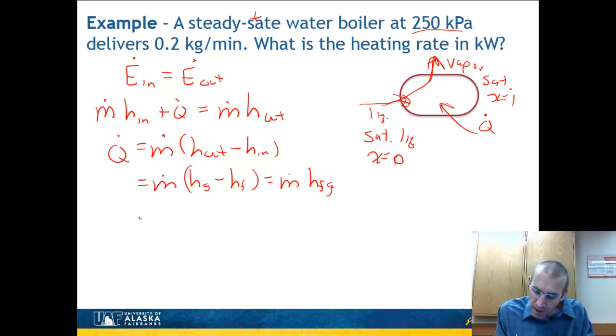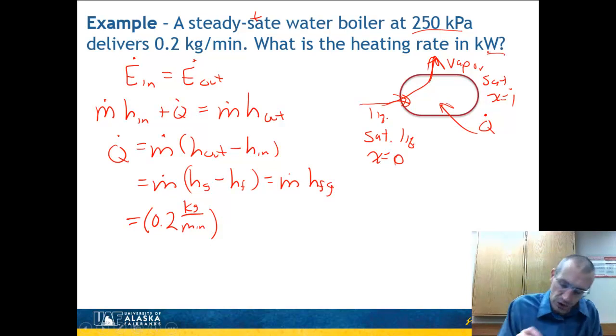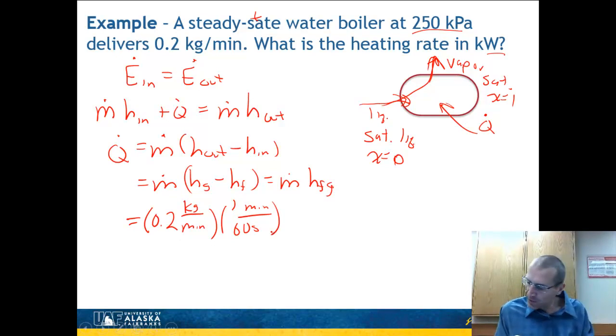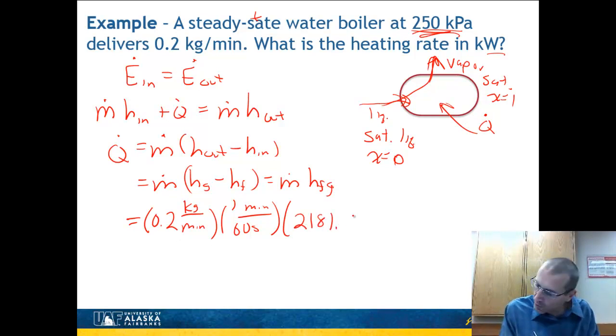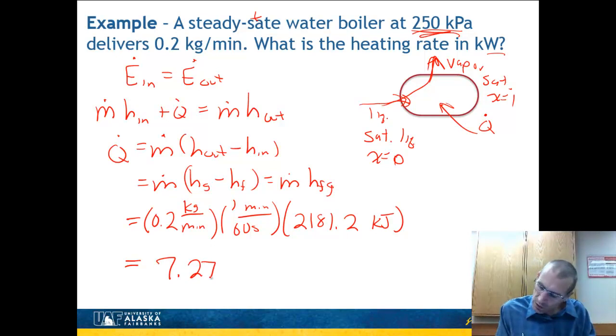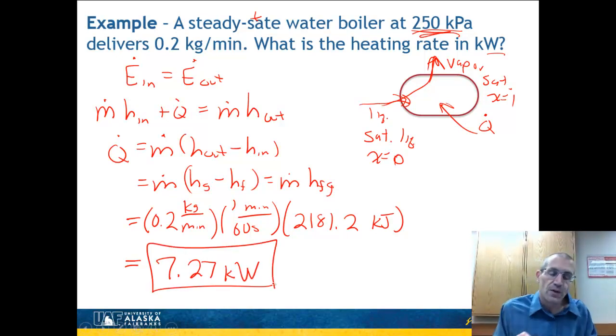So if I go ahead and pull some numbers off the table here, my mass flow rate was 0.2 kilograms per minute. Let's get this in per seconds because the question asked for it in terms of kilowatts. So 1 minute is 60 seconds, and then my value of h sub fg at 250 kPa I pull off the table. That is 2181.2 kilojoules per kilogram, and if I do that arithmetic, this comes out to about 7.27 kilowatts. So that right there is the rating of this steady state boiler.